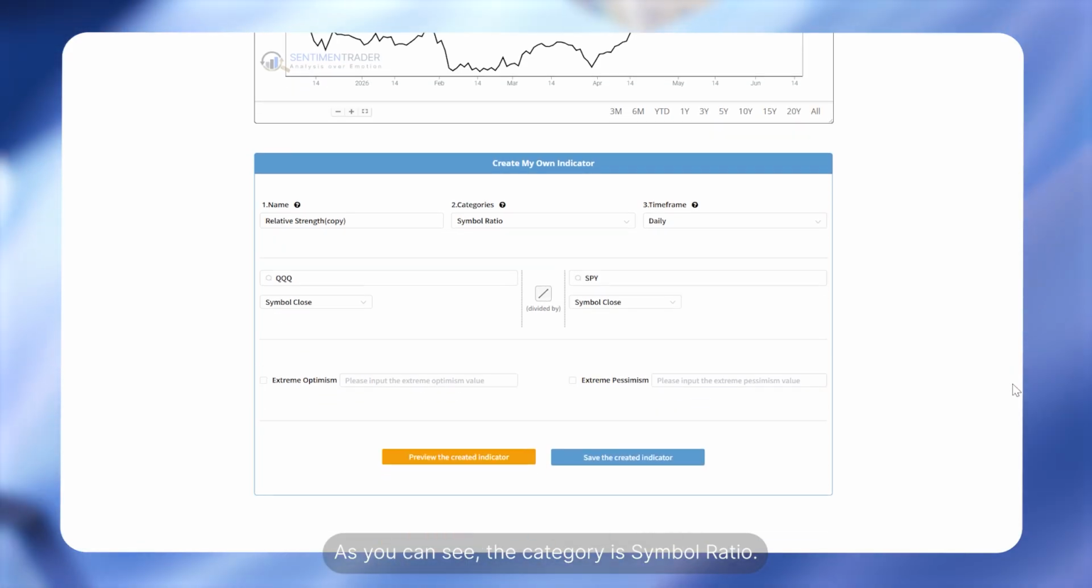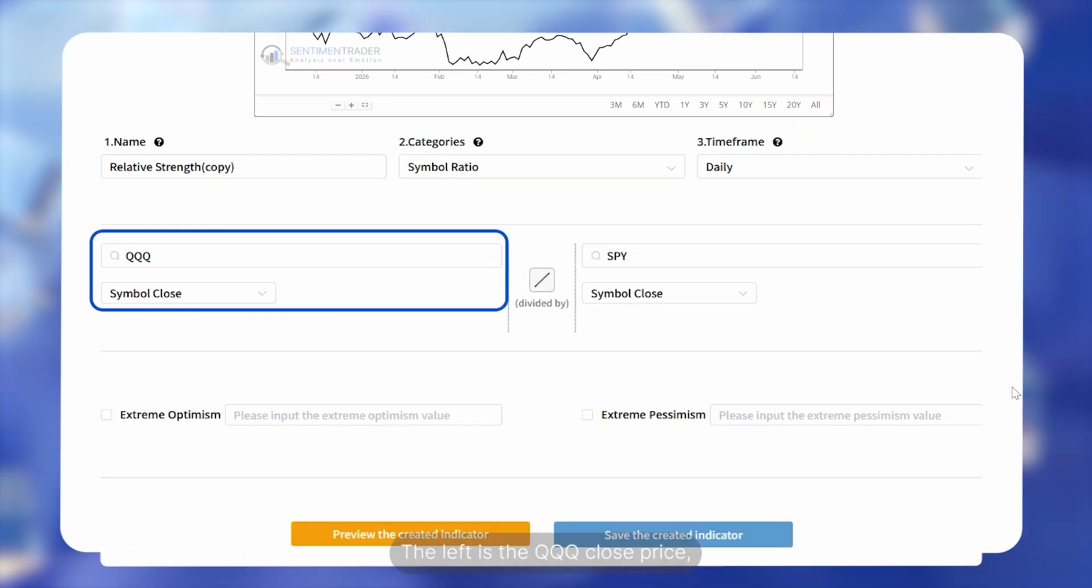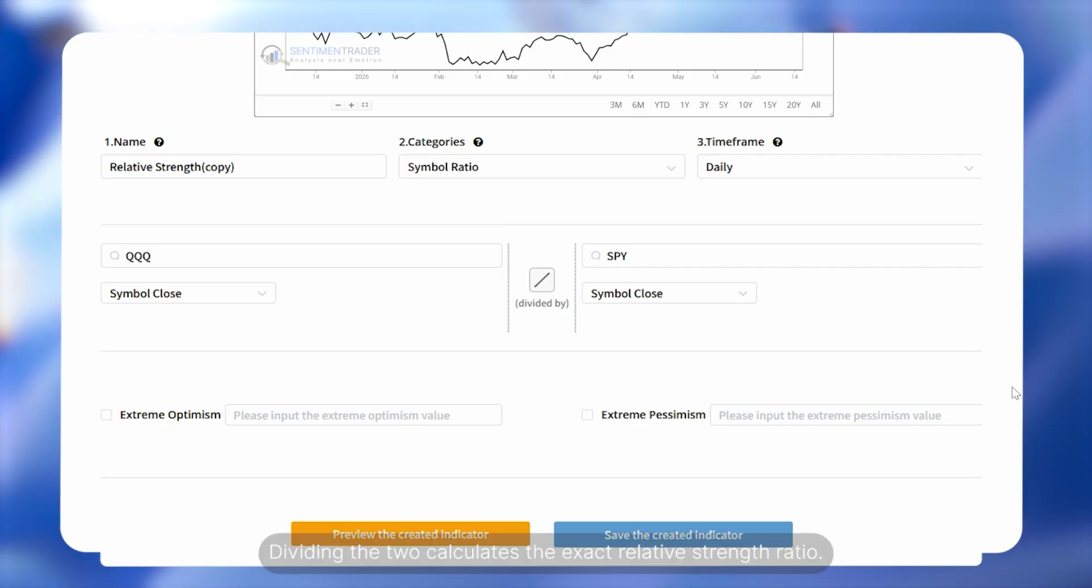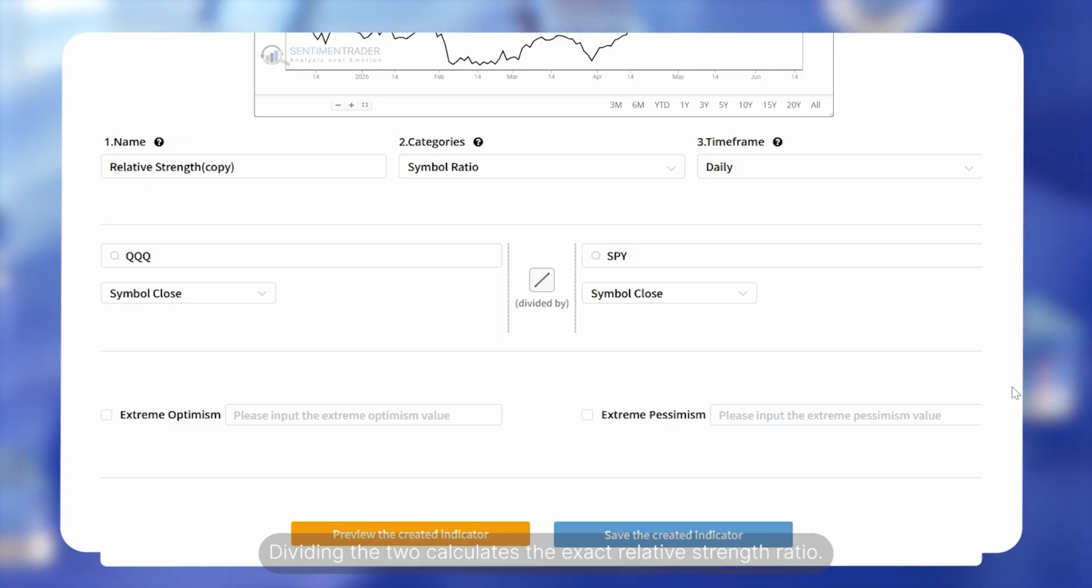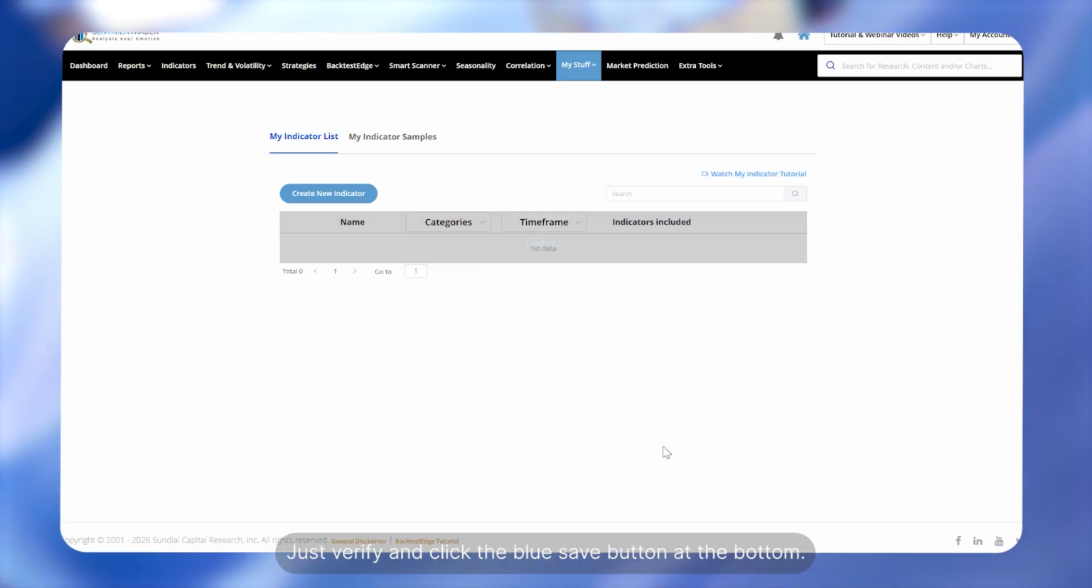As you can see, the category is symbol ratio. The left is the QQQ close price and the right is the SPY close price. Dividing the two calculates the exact relative strength ratio. Just verify and click the blue Save button at the bottom.